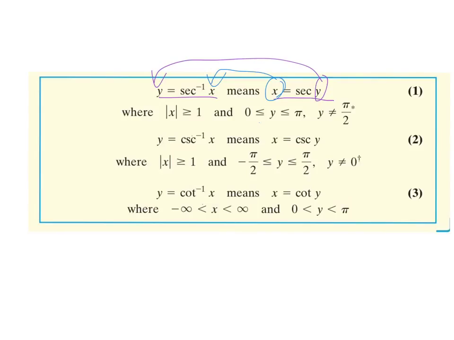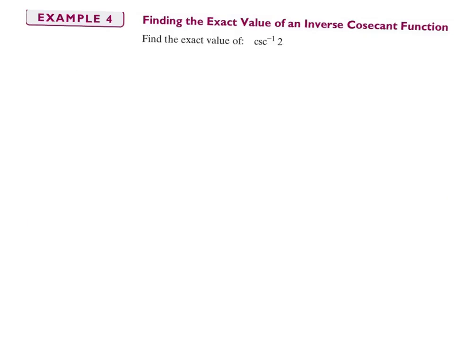Alright, if you notice, secant inverse and cotangent inverse are both defined from 0 to pi. Cosecant inverse is defined on the same interval as sine inverse. So it's from negative pi over 2 to pi over 2. So for this example, you're asked to find the exact value of cosecant inverse of 2. Remember, cosecant inverse is defined from negative pi over 2 to pi over 2.